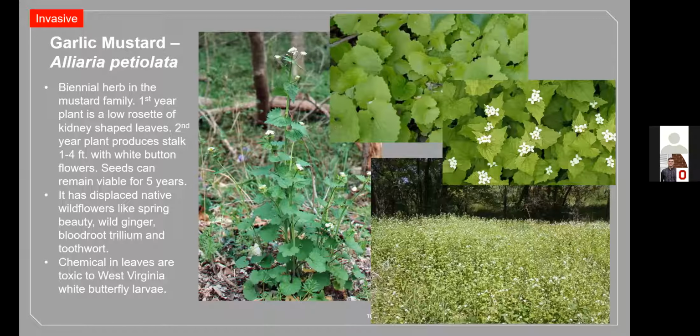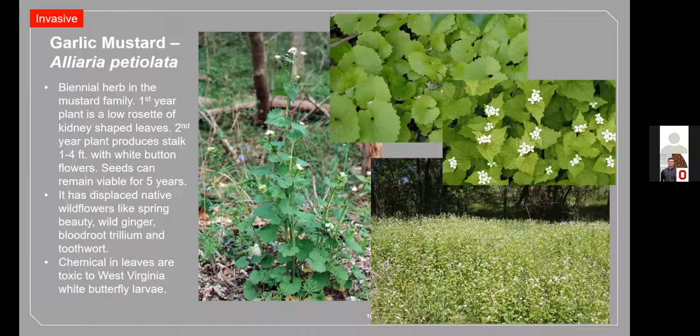After flowering, the plant dies, and up to 900 seeds per plant are dispersed by gravity and the movement of water, where they can remain viable for up to 7 years. Garlic mustard can colonize any undisturbed area where it competes for light and space with many spring blooming wildflowers such as trout lilies, spring beauty, wild ginger, bloodroot, and trillium.